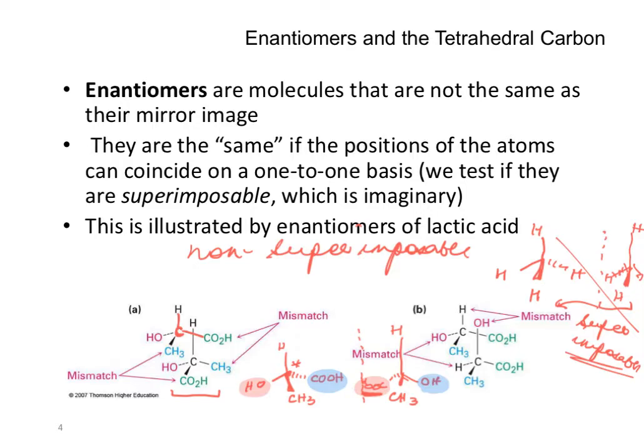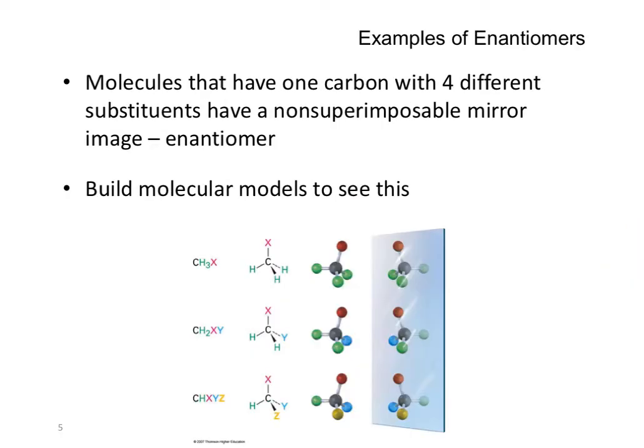Sound good? All right, let's go for it. So that's what I'm saying here. I'm seeking 4 different substituents which are going to end up with non-superimposable mirror images, and that's what we call enantiomers. All right. Now, this slide actually takes you through each of those.